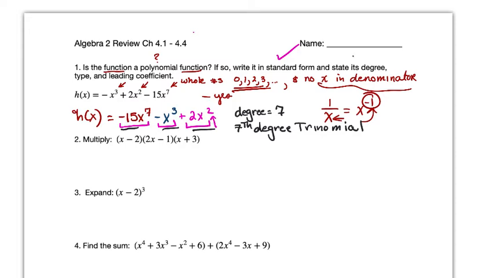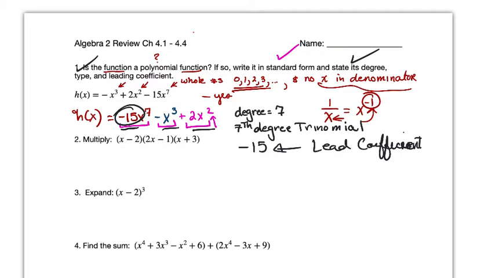So we've stated degree, its type, 7th degree trinomial, lead coefficient. What's the number in front? Negative 15. It's your lead coefficient. Lead meaning front. Co meaning co with the variable. What number goes with that variable, x to the 7th? Negative 15 does. All right, here we go.